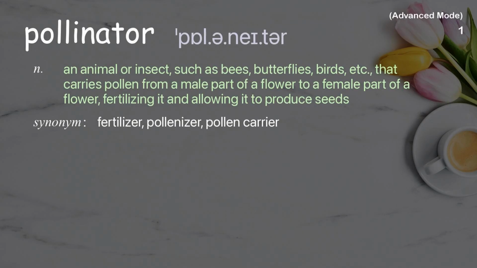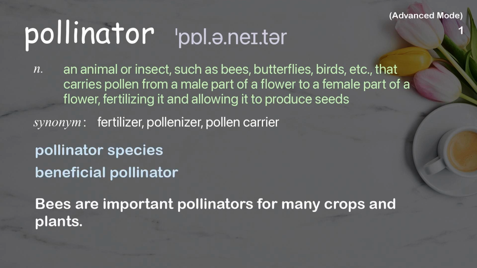Pollinator. An animal or insect, such as bees, butterflies, birds, etc., that carries pollen from a male part of a flower to a female part of a flower, fertilizing it and allowing it to produce seeds. Examples: Pollinator species. Beneficial pollinator. Bees are important pollinators for many crops and plants.